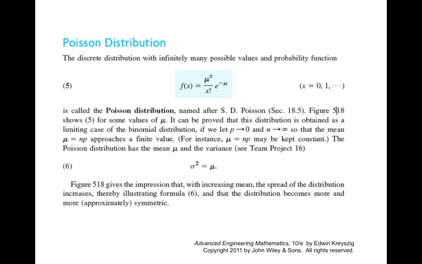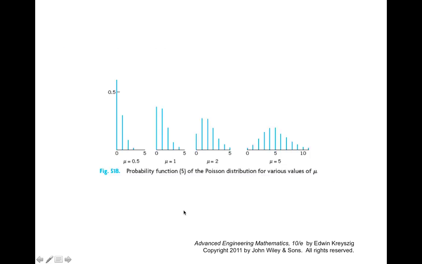If you let n go to infinity and p go to 0, then this is basically a limiting case of the binomial distribution. So if we want to look here, here's the probability function for the Poisson distribution with various values of mu, just shown for different cases.